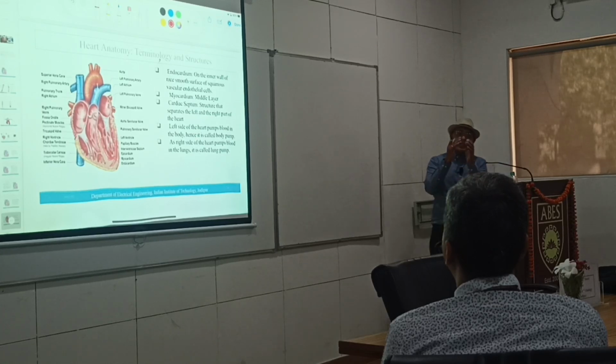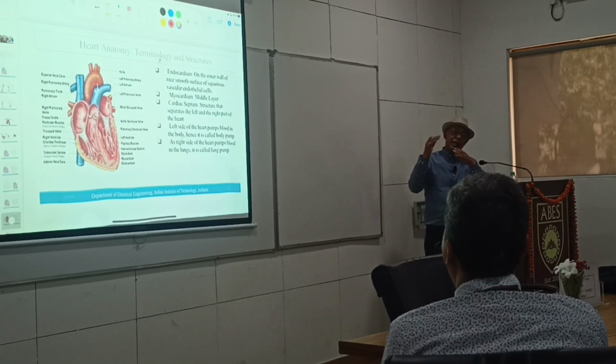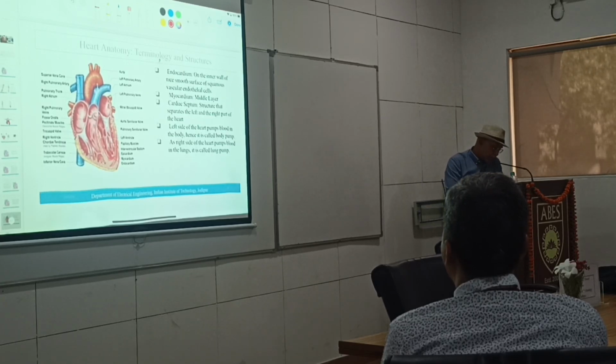Cardiac septum is that there are two chambers below, the lower chambers, right and left. The separating wall is called the septum. Separating wall.